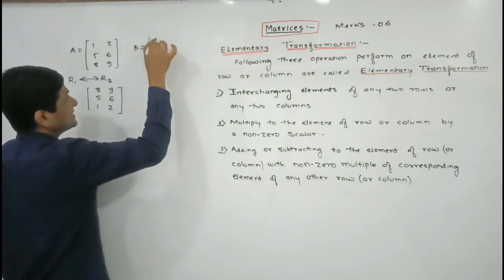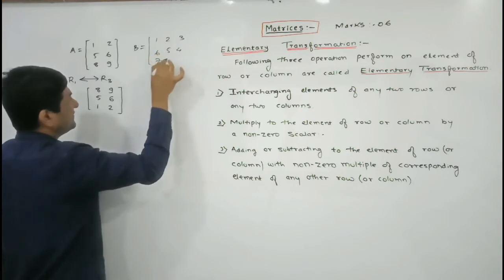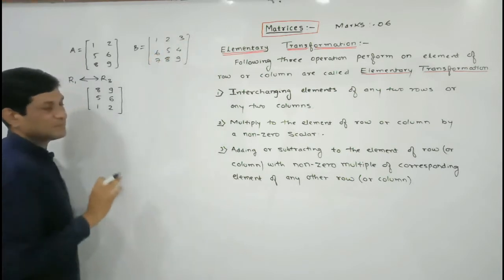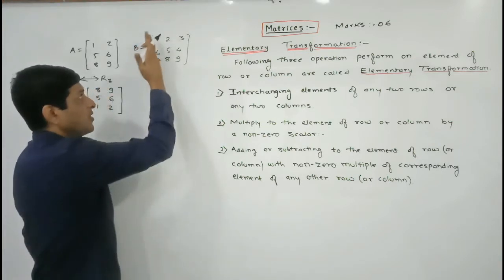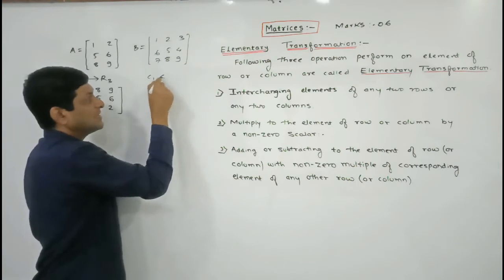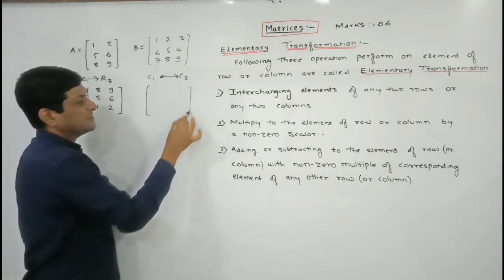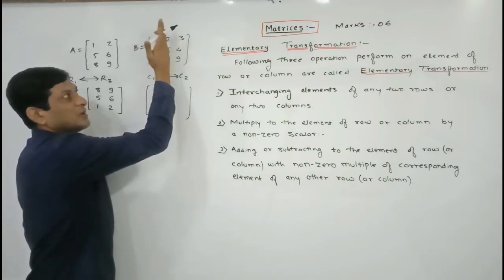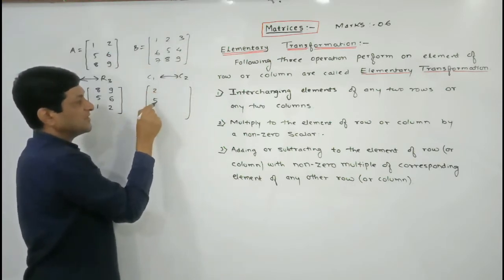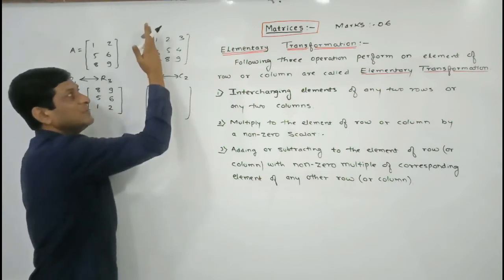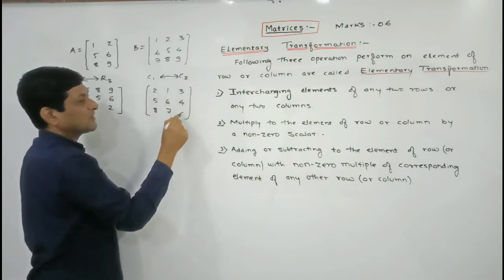Now let us consider another example. Let the elements of this matrix B be 1, 2, 3, 4, 5, 6, 7, 8, 9. And if we want to interchange the elements of any two columns, suppose C1 and C2, then it will be denoted by this notation. We are interchanging the elements of the first column and the second column. Write down the elements of C2 in C1, that is 2, 5, 8, and the elements of C1 in C2, 1, 4, 7. Keep the remaining elements 3, 6, 9 as they are.